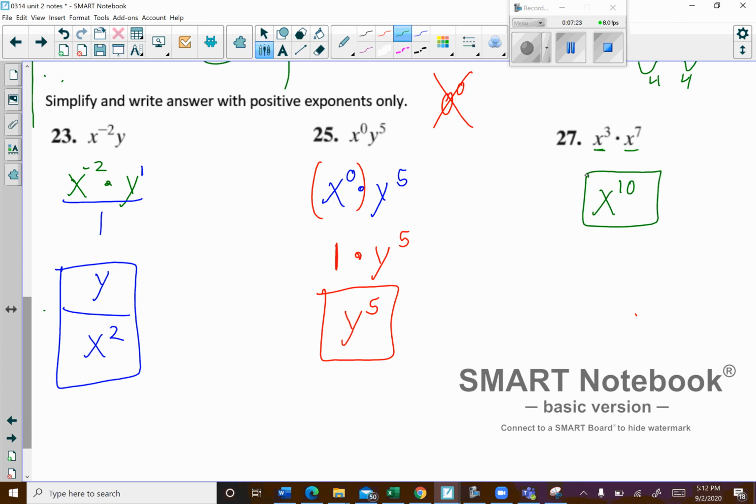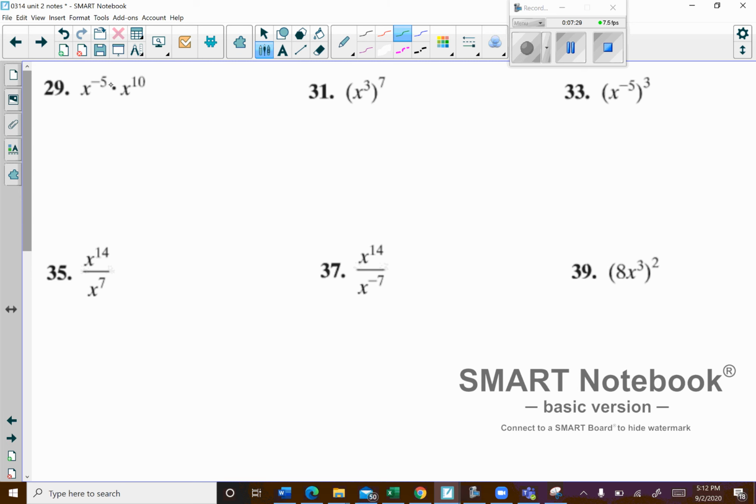All right, moving on. Okay, another product rule. So I'm going to add this together. So I'm going to have x to the negative 5 plus 10. So when you add that together, it's just x to the power of 5.